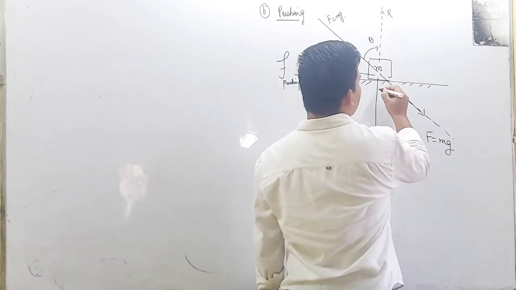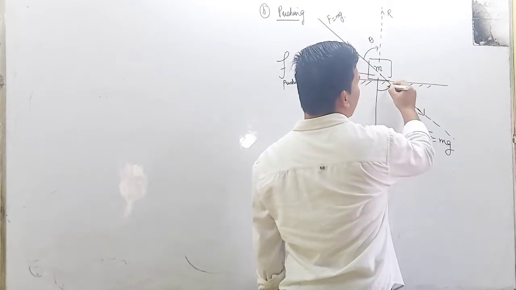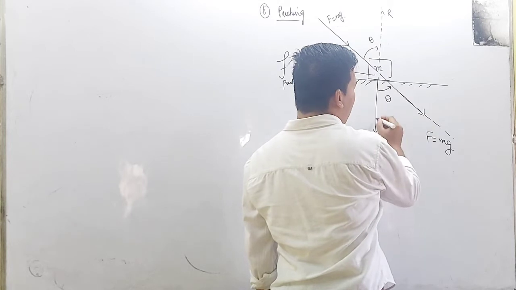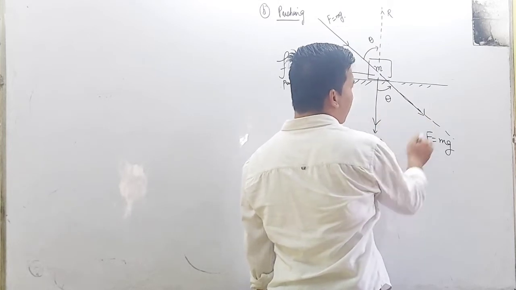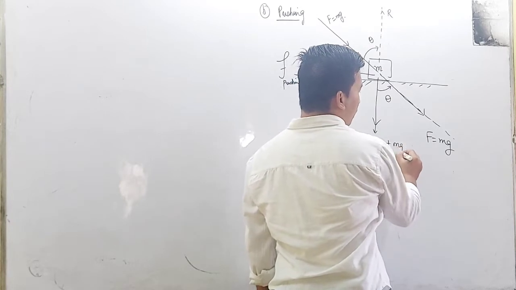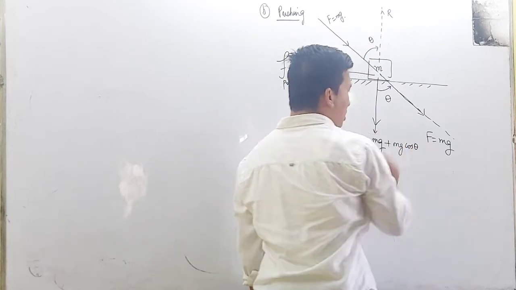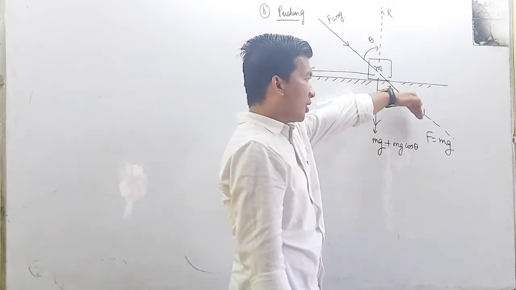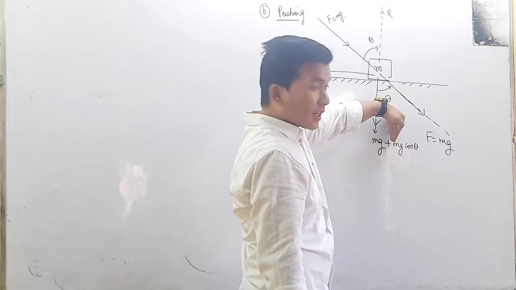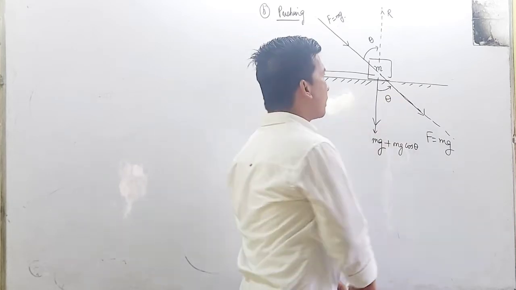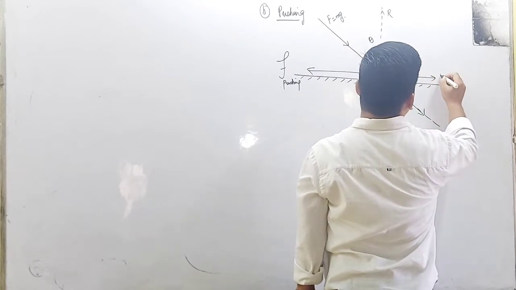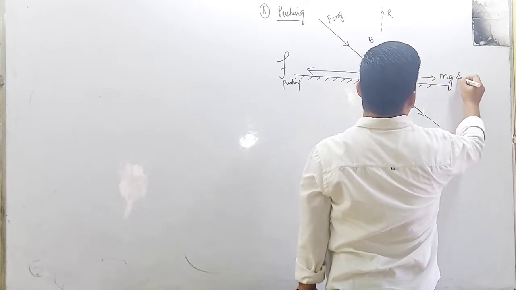Next, what must be this angle? If this is theta, this angle will also be theta. That means the component along this direction will be mg plus mg cos theta. Understand? The externally applied force F equals m is this resultant over this side. What is the component of this externally applied force over here? This will be F, this is sine of theta.